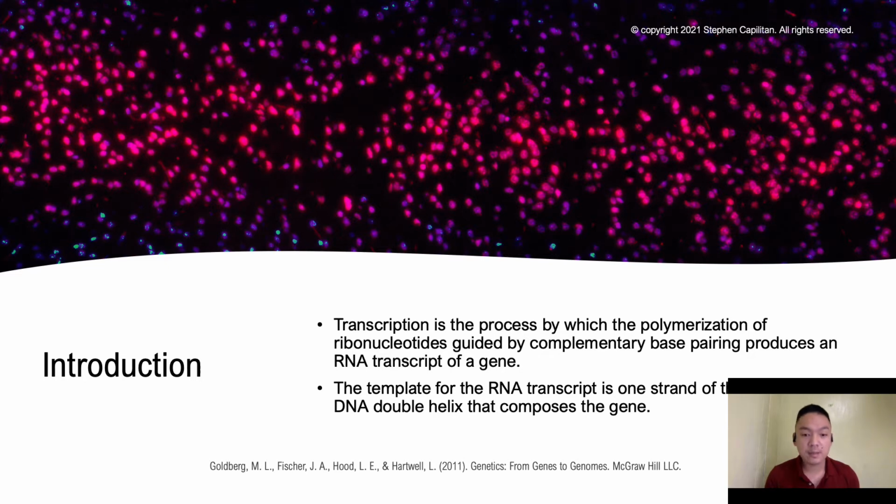So in genetics, transcription is the process by which the polymerization of ribonucleotides, guided by complementary base pairing, will produce an RNA transcript of a gene. The template for this RNA transcript is one strand of that portion of your double helix that composes the gene. Technically, transcription comes after DNA replication, which is performed by different enzymes within the mechanism of your cells.